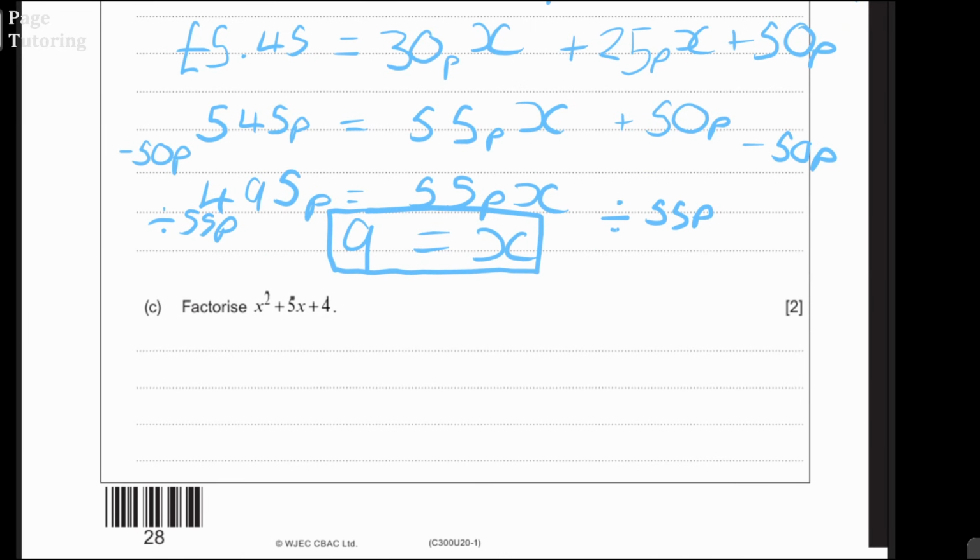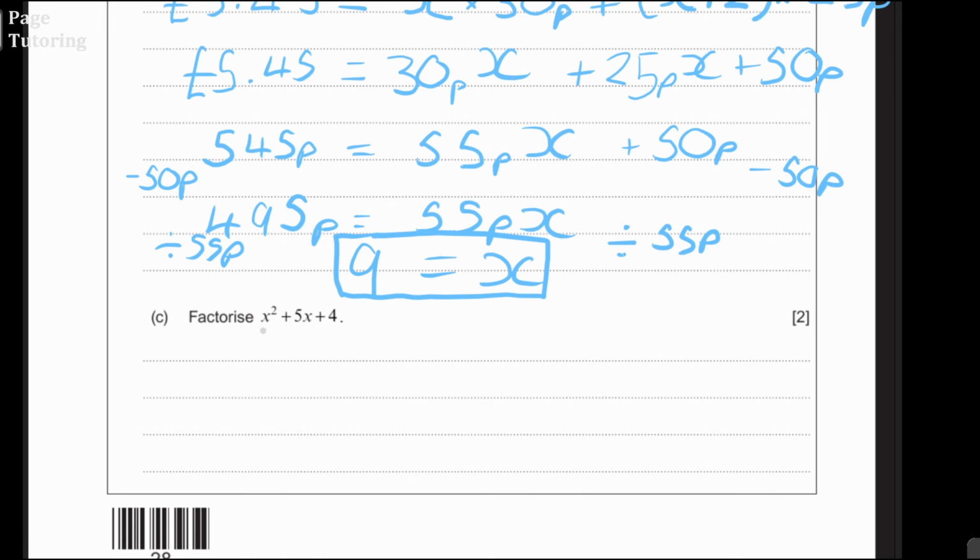For part C, it's giving you a 2-mark question. So you've used a lot of brain power. It's like, okay, we're going to cool down from algebra. We're going to do a nice, easy one, and we're going to factorize a quadratic. When we're factorizing, we're putting it back into brackets, and it's going to look something like this: (x )(x ), with a number here and a number here. We need to figure out what they are.